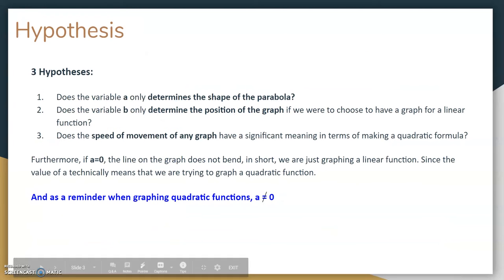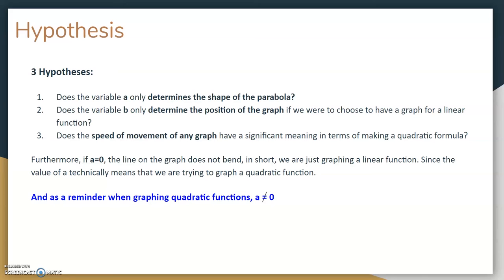We were also asked to make assumptions or hypotheses, and we came up with these three. Number 1, does variable a only determine the shape of the parabola? Number 2, does the variable b only determine the position of the graph if we were to choose to graph for a linear function? Number 3, does the speed of movement of any graph have a significant meaning in terms of making a quadratic formula?